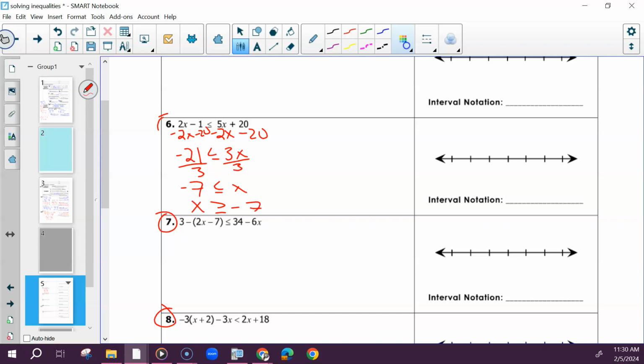So these mean the same thing. This one you would just read backwards. X is greater than or equal to negative 7, which is the same as this. So again, not a necessary step, but if it helps you see it, you may want to do that.